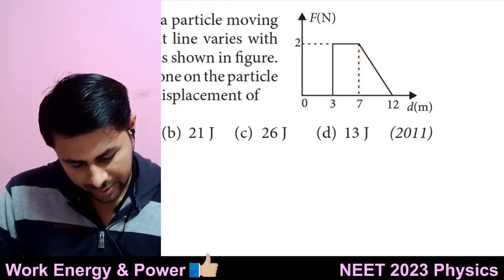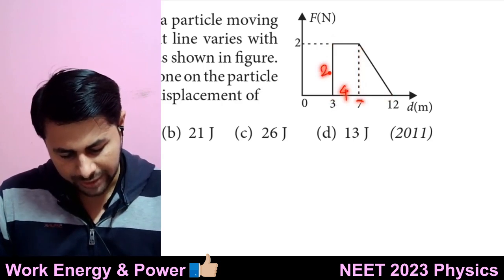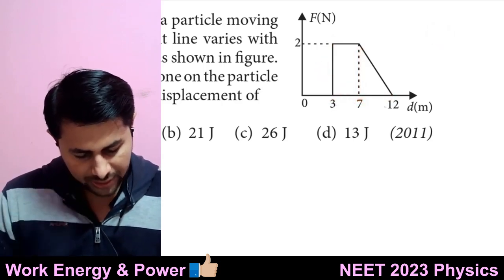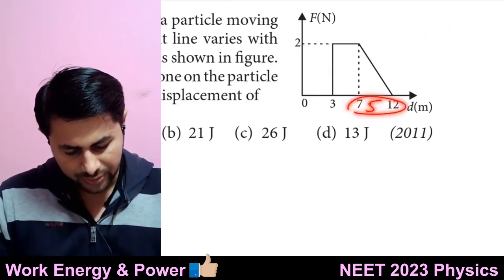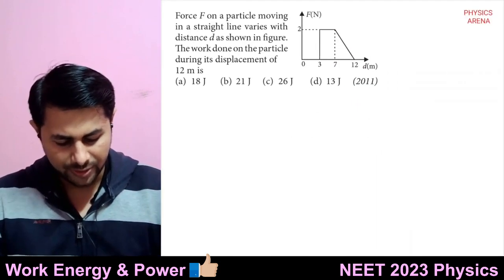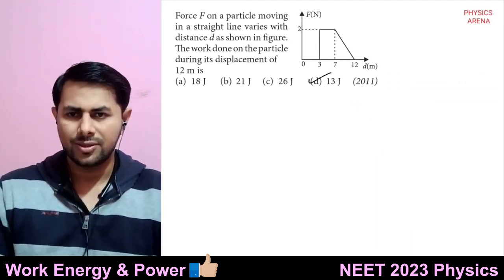Okay, so 7 minus 3, 4, 4 times 2. So this is 8, and this is how much? 12 minus 7 is 5. 5 multiplied by 2 divided by 2. Yeah, so it is 5. So 8 plus 5, 13 joules. Okay, this was very simple.